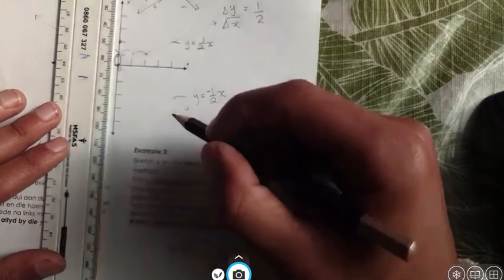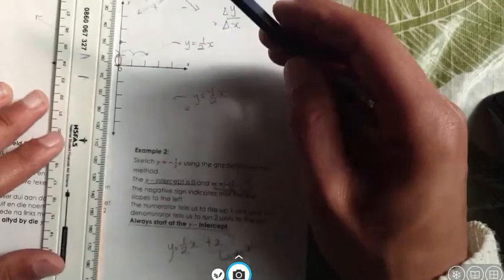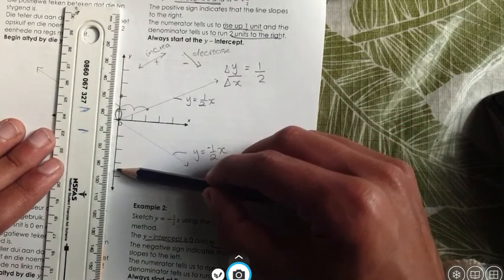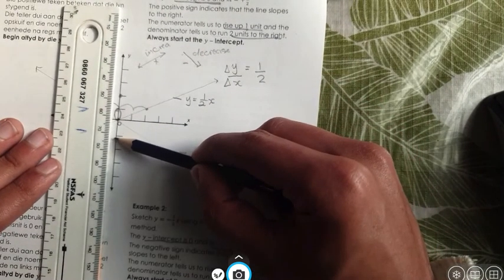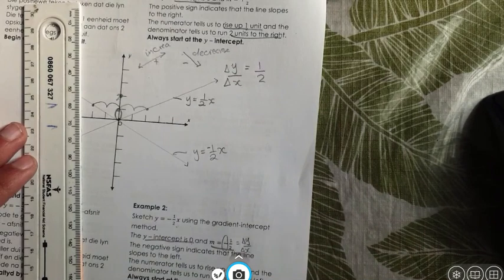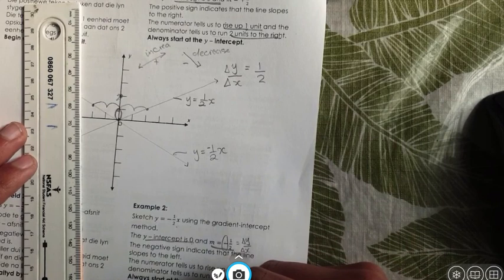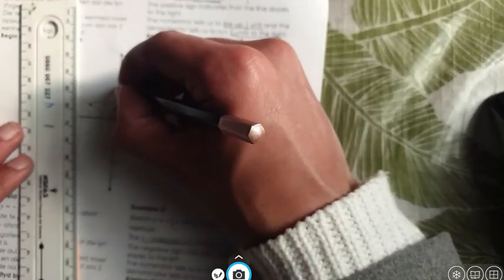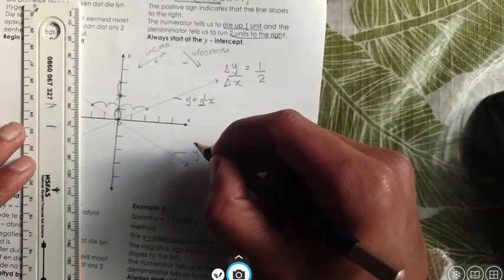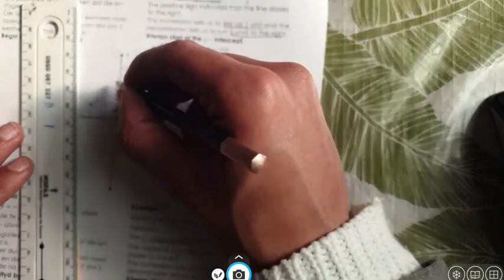So where's the y-intercept going to be here on the line? I go to the y-axis, and then where y is equal to 2. Is it here? Upwards. Is it that one right there? So I put in there 2. And then how do I determine my gradient? The numerator tells me how many times I need to go up or down. I need to go once up. And then how many times left or right? 2 times.